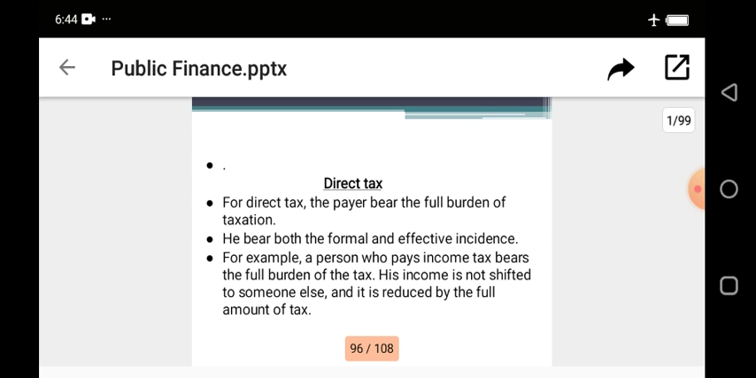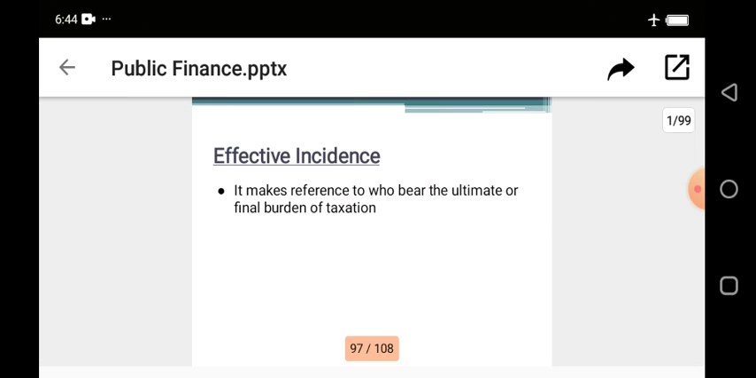Once you are taxed, either your property tax or your capital gain tax, you can't transfer the burden to another person. You are the one to pay such tax. So the formal and effective incident of tax rests on that person. So he will feel the impact of such tax. He can't shift the burden to another person. So that will take us to effective incident.